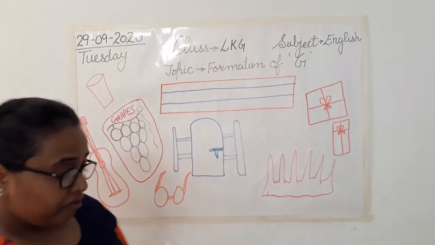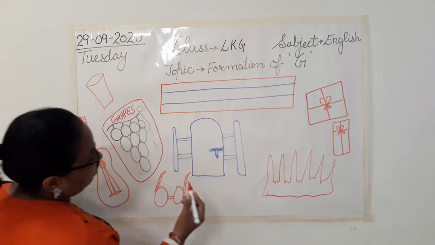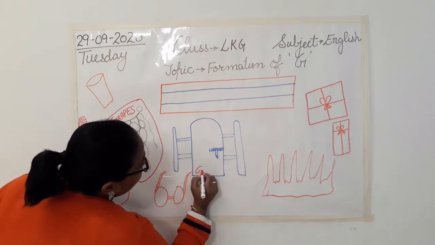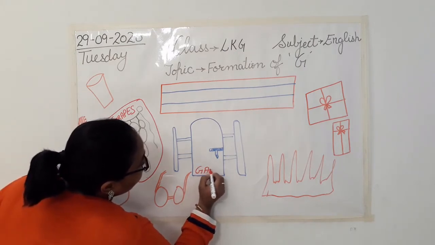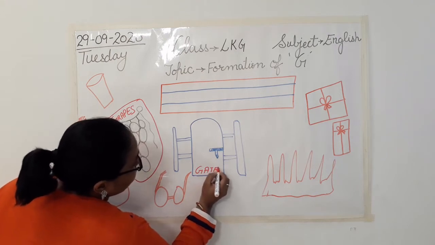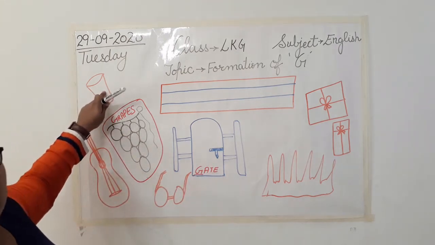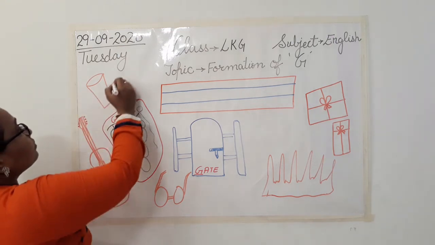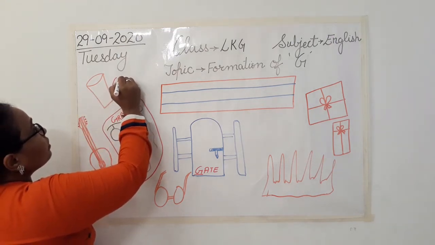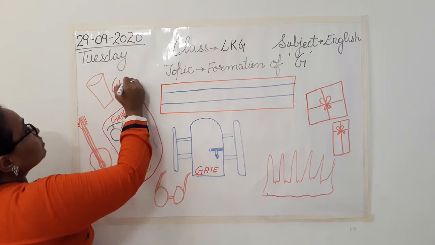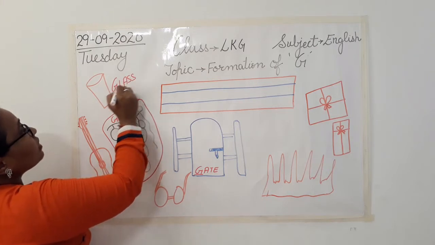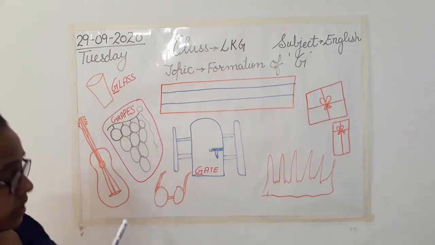Okay, again when we are talking about this, when we are writing it, gate. Again the sound is coming G. When we talked about glass, we again G, G. Again this G sound was there, isn't it?